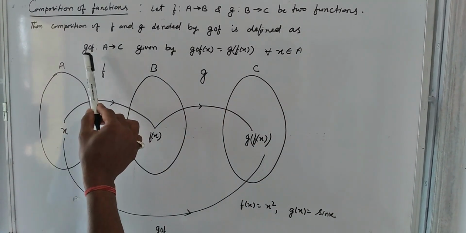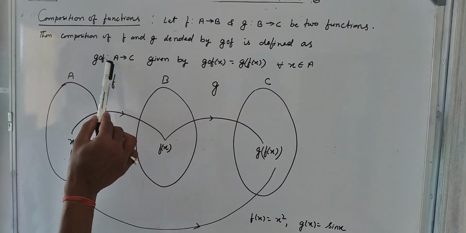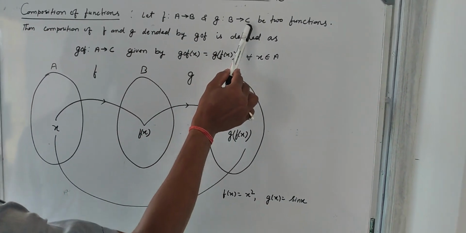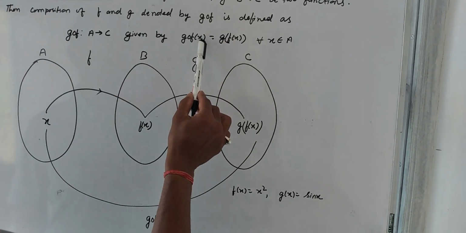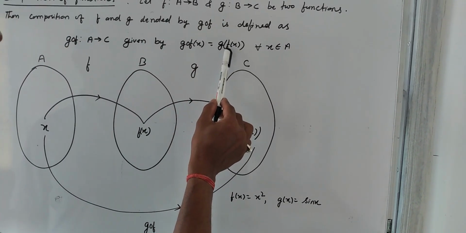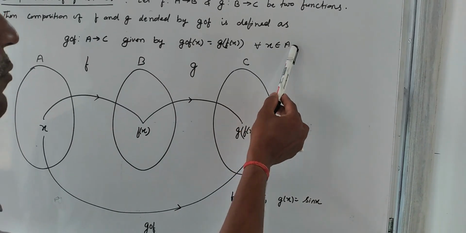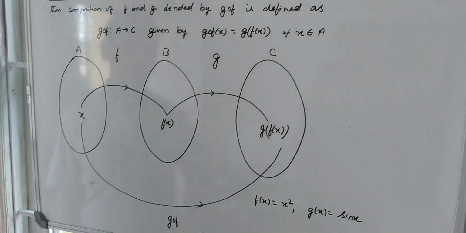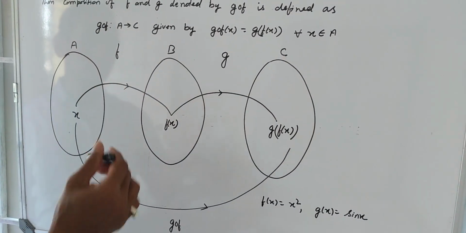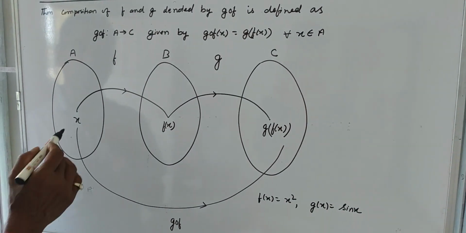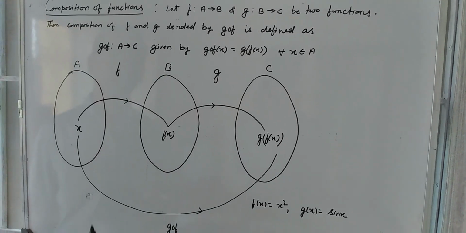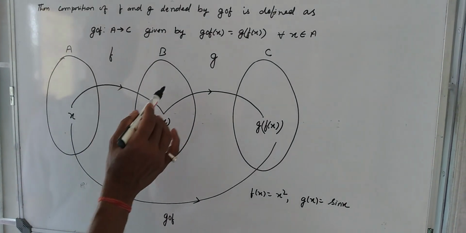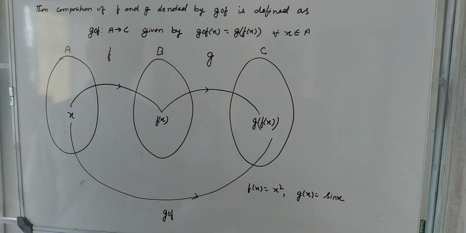It is defined as this function from A to C given by (g circle f)(x) equals g(f(x)) for all x belonging to A. So this you can understand through the arrow diagram. Let A be a set, B another set and C a third set, and f is a function from A to B and g is a function from B to C.